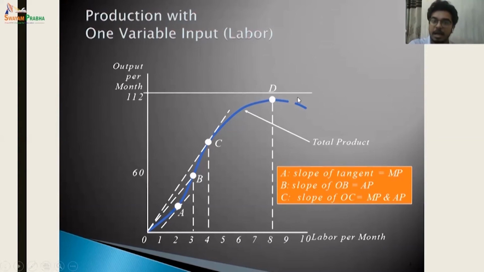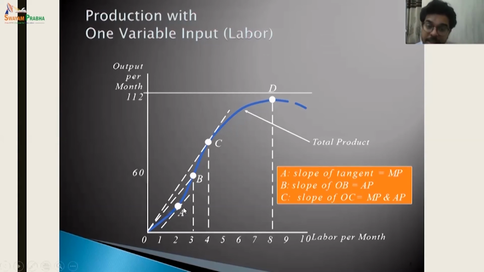Am I clear? I'll again say, the slope of this straight line connecting any point with the origin, not the tangent, connecting any point on total product with the origin, the slope of that straight line is the average product. But any tangent on any point will be the marginal product.